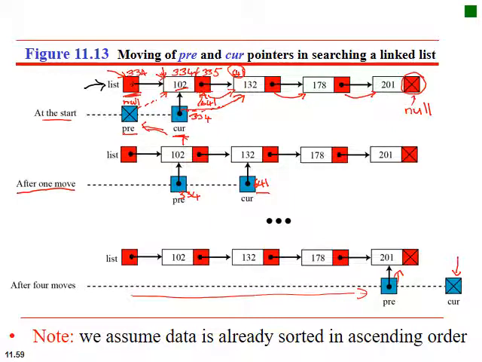Okay. Note though, and this is very, very important, we make an assumption here that the data is already in ascending order. So you can see in the order, it's from low to high, first 102, then 132, then 178, then 201. So it's already in a sorted order. We don't do sorting of the lists here in this course, but obviously sorting can be done, but we're not going to do it in this course.